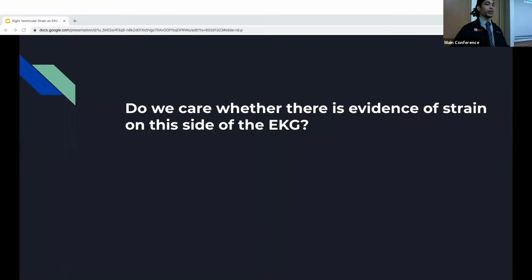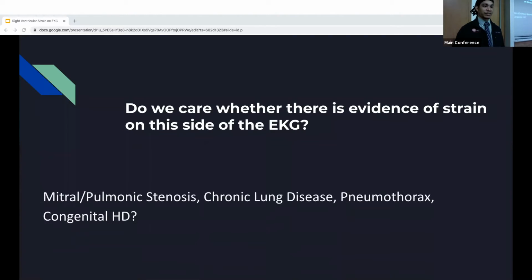Do we care if there's any evidence of strain on the EKG when we're looking at right ventricular strain? For chronic medical problems like pulmonic stenosis, mitral stenosis, chronic lung disease, pneumothorax, and congenital heart disease, maybe. If a patient has a history of mitral stenosis and is coming in with a murmur and change in exercise tolerance, and you find signs of right heart strain, maybe you discuss that and put it in your chart, but it's probably not going to change your decision making.